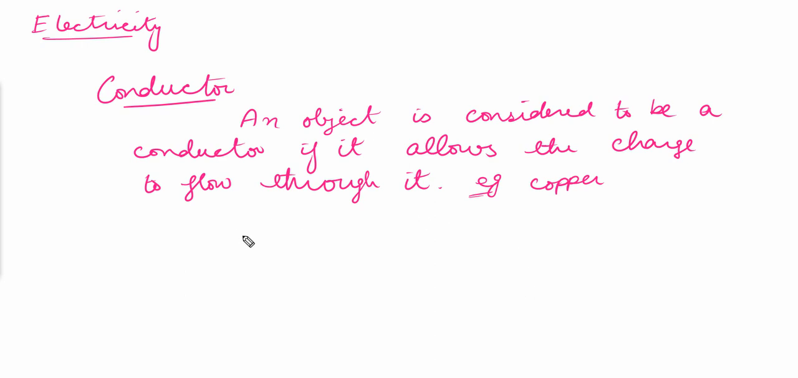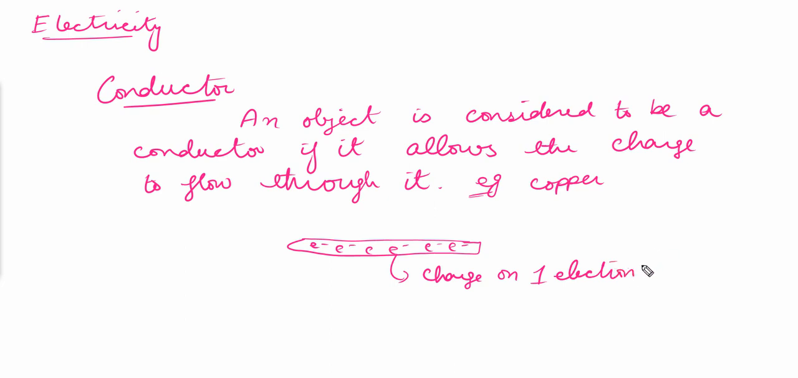One more thing I want to tell you is the amount of charge on one electron. Let's suppose this is a strip of copper where we have many free moving electrons. When current passes through this object, these electrons can move from one direction to another, but the charge on one electron will be equal to 1.6 times 10 to the power of negative 19 coulomb.